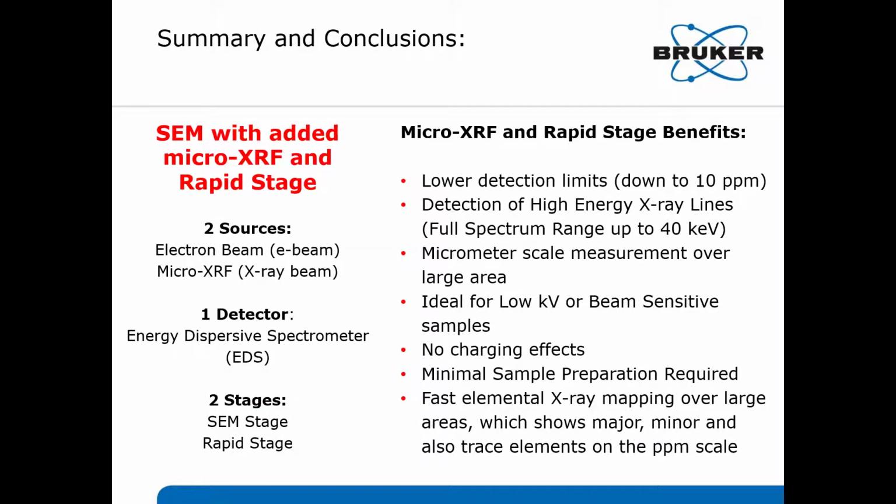So what are some of the benefits of the micro-XRF in the rapid stage? Well, the micro-XRF enables lower detection limits. This can be down to 10 ppm for certain elements. It allows the detection of high-energy X-ray lines, so there is a full spectrum range up to 40 keV. You can do micrometer scale measurement over a large area, and it is also ideal for low kV or beam sensitive samples. This is especially because there are no charging effects, so there is minimal sample preparation required. In addition, there is fast elemental X-ray mapping over large areas, and this will show the major, minor, and also trace elements on a ppm scale.